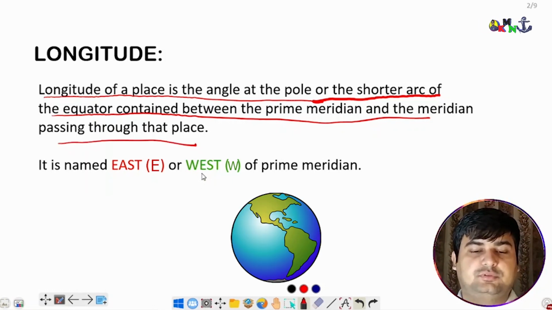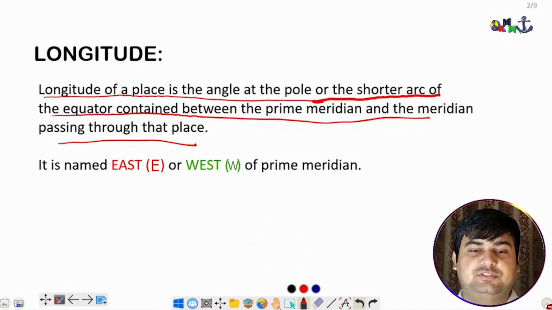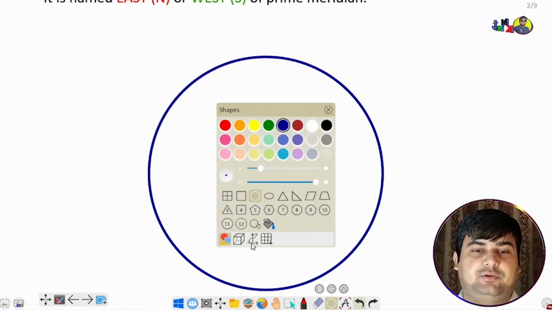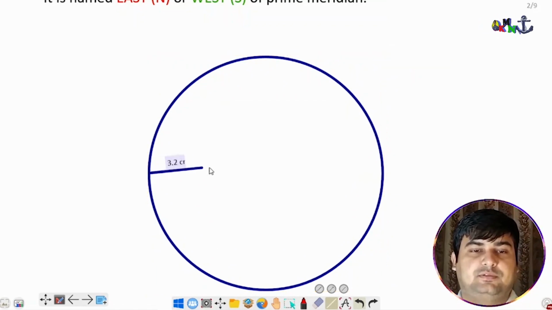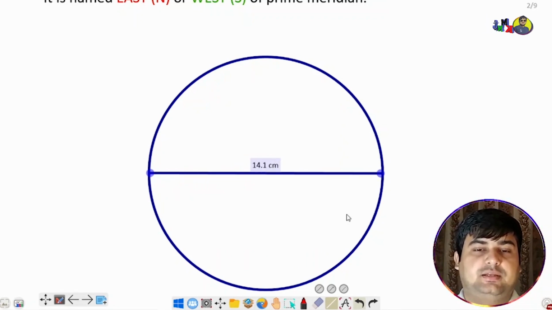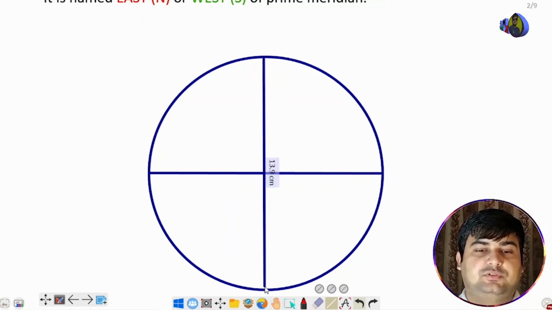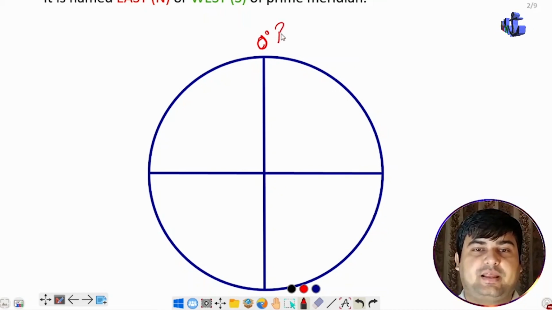So longitude is what? Longitude is the angle at the pole. So which point is pole? Again, we will draw one sketch. So this is an earth. Again, we will draw an equator over here. So this is an equator. Now we will draw one longitudinal line also. This one. So this line we will say as 0 degrees. So this 0 degrees is called prime meridian.